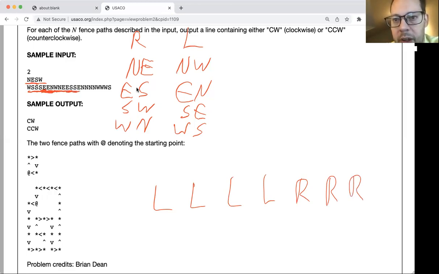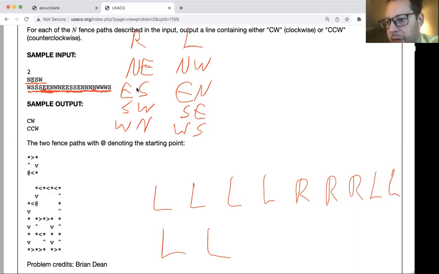South-south is going straight. South to east is a left turn again. East-north is a left turn. North, that's all going straight. North to west is a left turn. And then west is going straight. West to south is a left turn. All right, let's count these up.